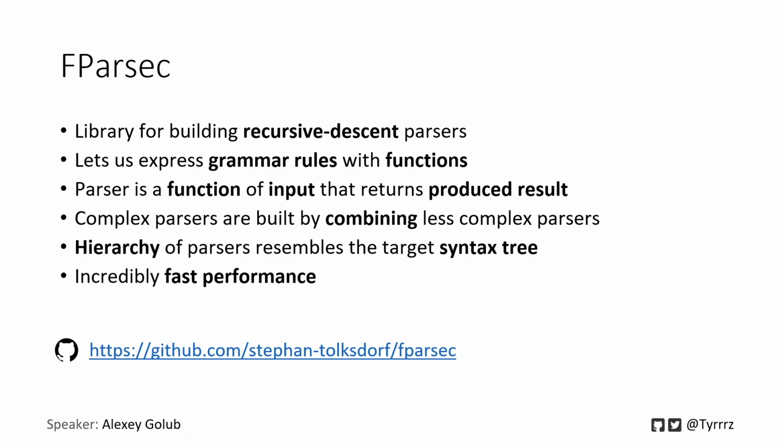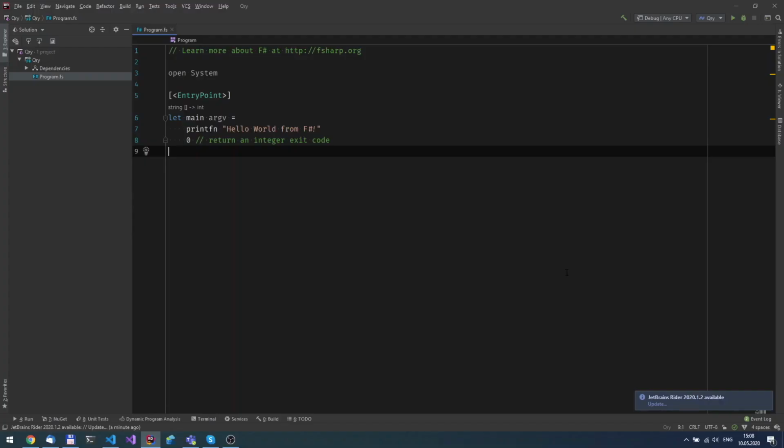So let's quickly jump into JetBrains Rider, so I can show you the basics of F# so that we'll understand what's going on, and also the basics of FParsec so that we can continue with the presentation. So here we are in Rider, and I just created a new project. This is the code you get automatically when you use the .NET New Console template with language set to F#.